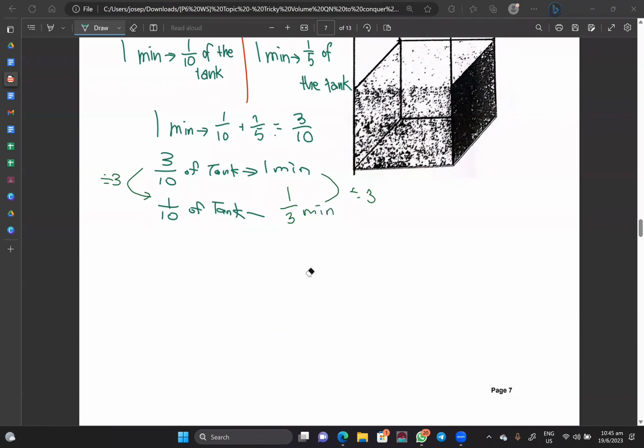Can you see that? I want the whole tank. If the whole tank, isn't it true that I have to get to 10/10 as the whole? Because I want the whole tank. Make sense? 10/10 of the tank would then be, how do I get from 1 to 10? I times 10 over here. True? Now I also have to times 10 over here. And therefore over here I will just get 10/3 minutes. But of course you don't want to show them 10/3 minutes. You can turn that into a mixed number, which is 3 1/3 minutes. And that is my answer for question B.